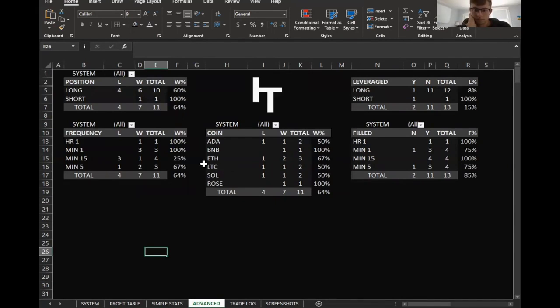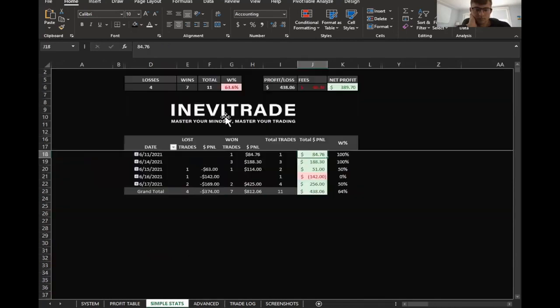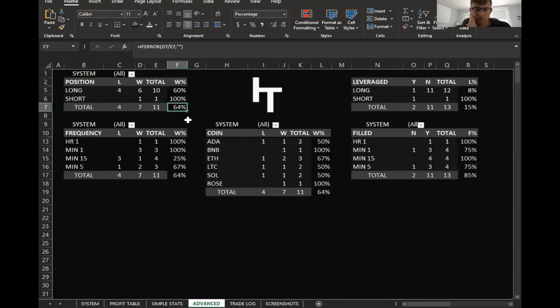So now you have data on, you know, what's your win rate? 64% win rate. We saw that here, 63.6. Over here it says 64. And we see here that we've got a 60% win rate on longing positions, and we've got 100% on shorting. Well, we know statistically with one trade, that's not enough data. This is just a template.